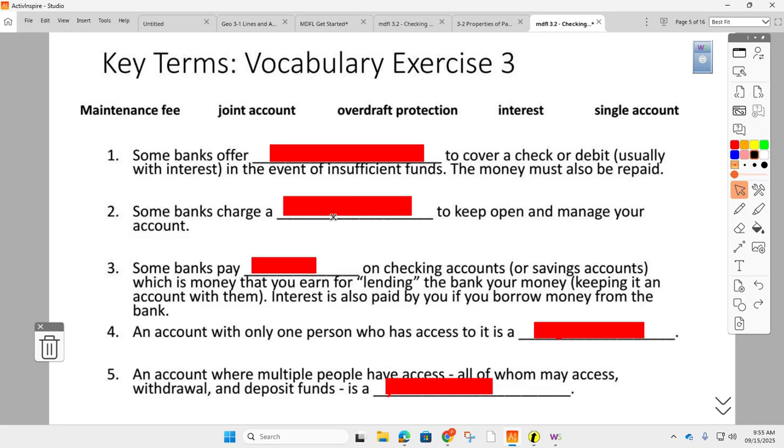All right. Some banks offer blank to cover a check or debit, usually with interest. In the event of insufficient funds, the money must also be repaid. What do you think, Jeremiah, for number 1?